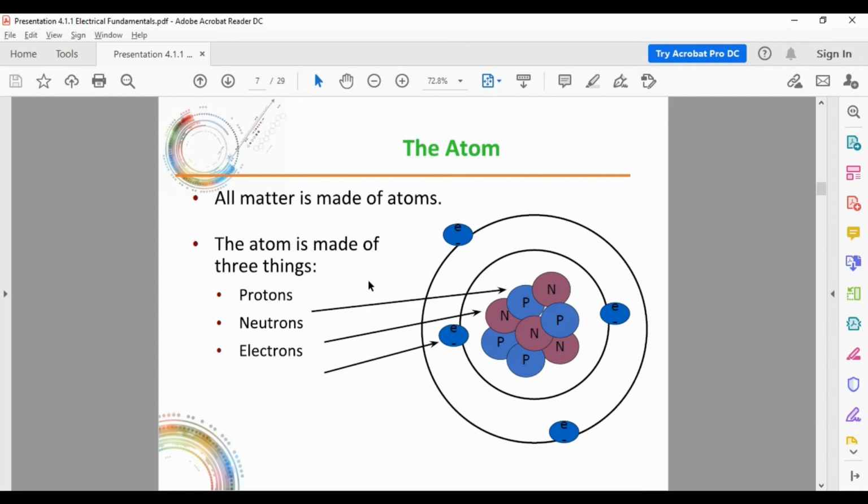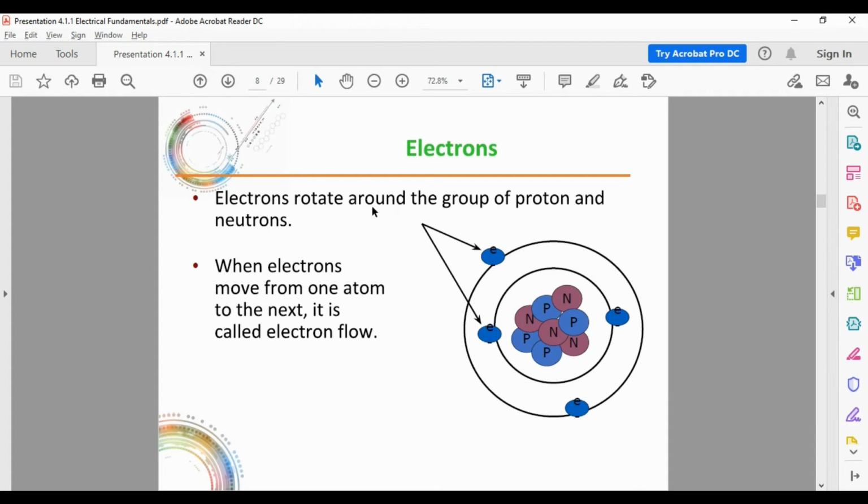All right, so how does this work? We're going to be jumping into chemistry for just a little bit here. We're going to talk about the atom. This is the Bohr model of the atom. The atom is made of 3 subparticles: the protons, neutrons, and electrons. Each of those has its own quarks and subparticles, but we're just going to stick with these. The electrons carry the electrical charge that we are used to. Protons give the positive charge, neutrons a neutral charge, and electrons the negative charge. The electrons rotate around the group of protons and neutrons. When the electrons move from one atom to the next, that is called electron flow.